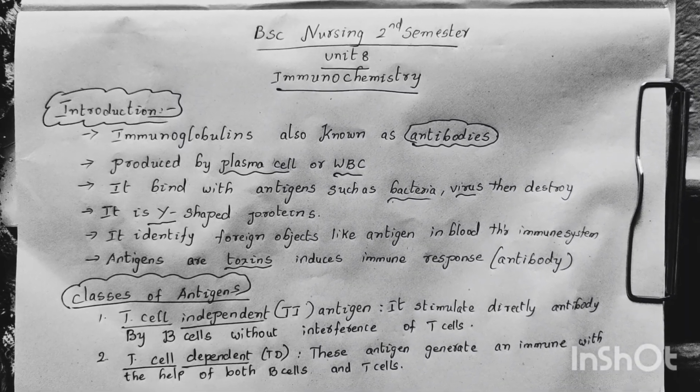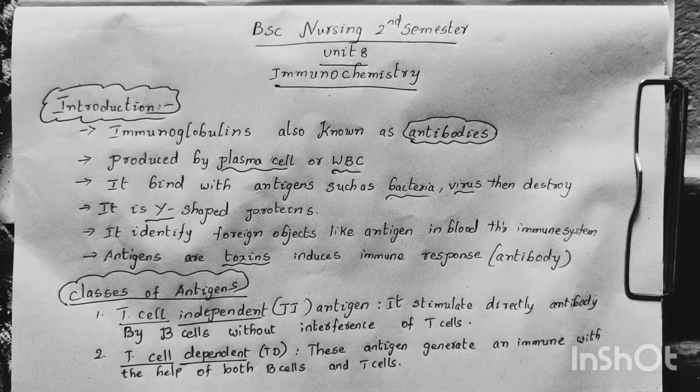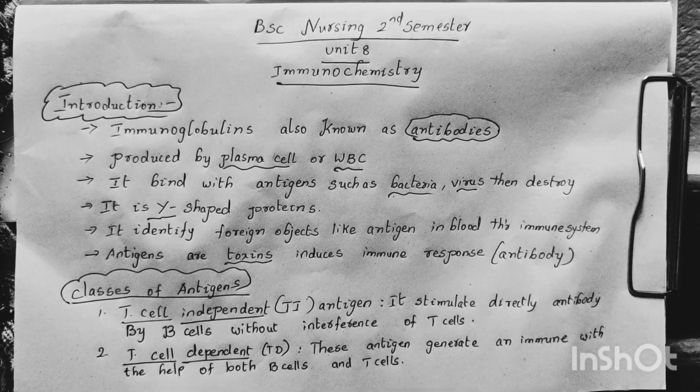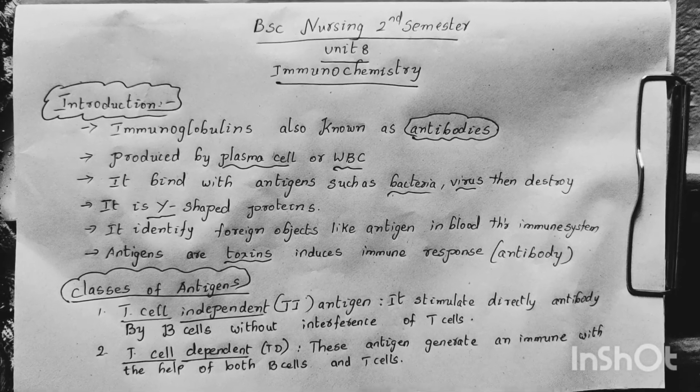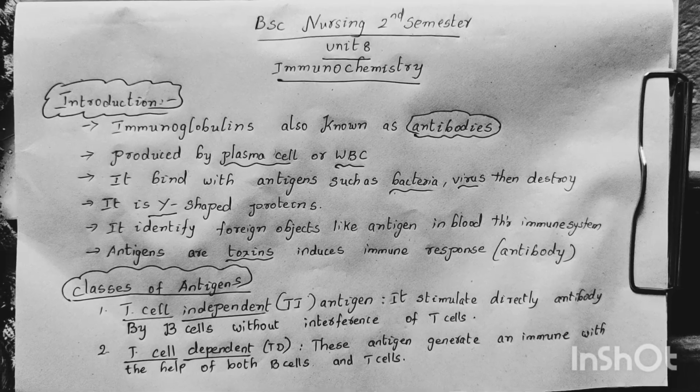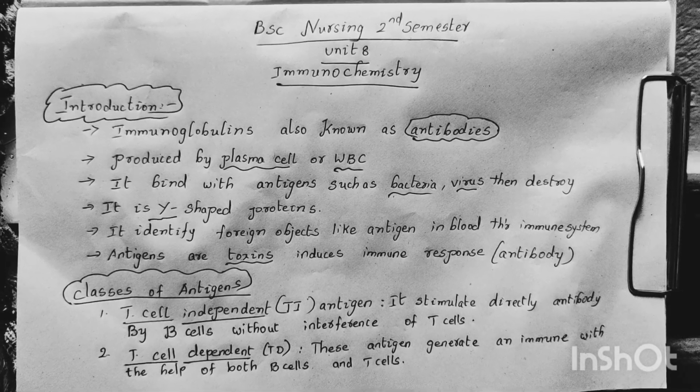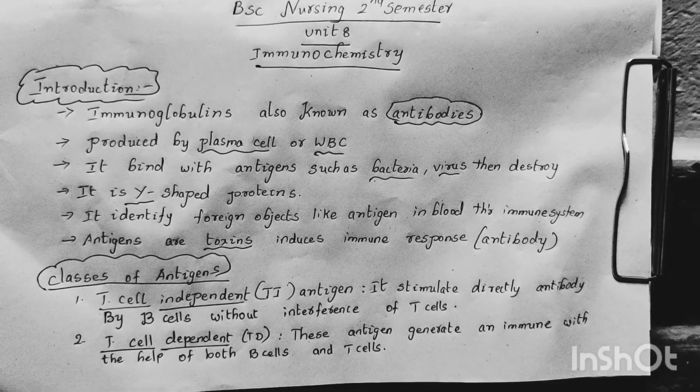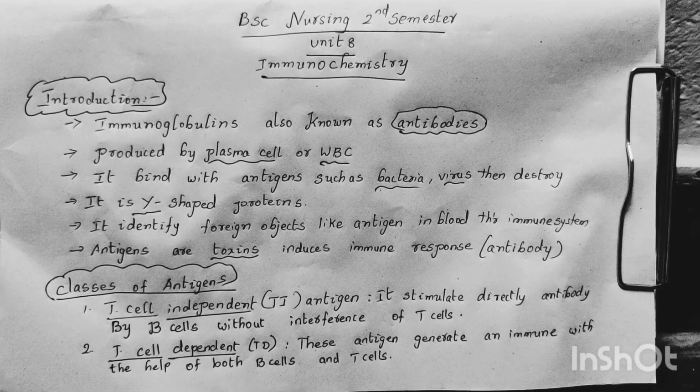So today we're going to discuss the 8th unit in biochemistry, that is immunochemistry. The first one is immunoglobulin. So what do you mean by immunoglobulin? Immunoglobulins are also known as antibodies.